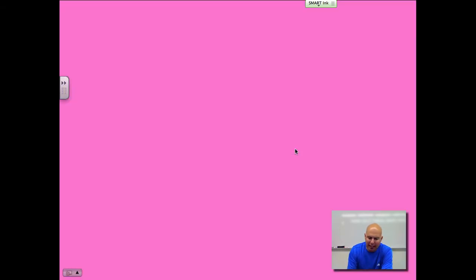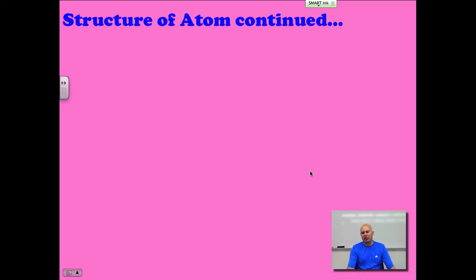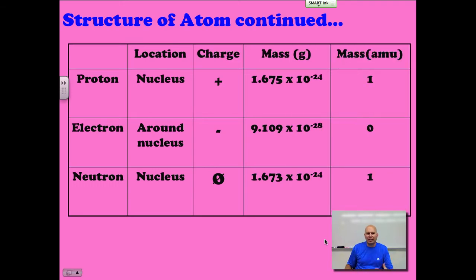If I look at my next slide, I'm looking at the structure of the atom, and I like this little chart. It describes a little bit about the atom. As you can see, we have our proton, which is located in the nucleus, as is the neutron. The protons and the neutrons are both located in the nucleus. Looking at charge, the proton has a positive charge. I see my P right there: P for proton, for positive charge.